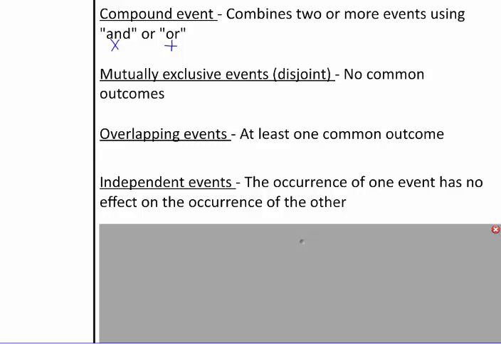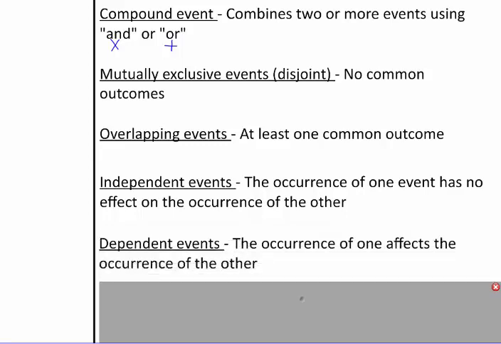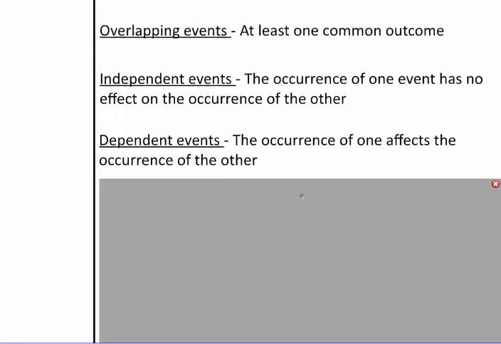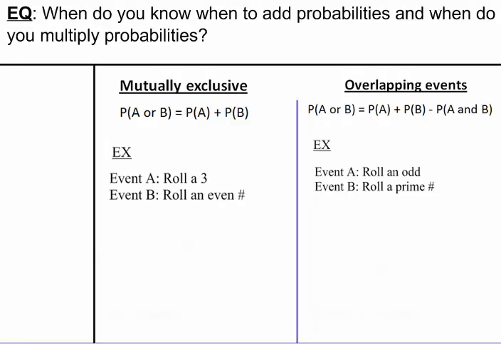Independent events is the occurrence of one event having no effect on the occurrence of the other. So they're not affecting each other. One can happen and the other one's not going to change at all. So they don't affect each other. Dependent events, that's the occurrence of one event affecting the occurrence of the other. So if one thing happens, that changes the probability of something else happening. So there is a direct relationship to that. So we're going to look at some examples.